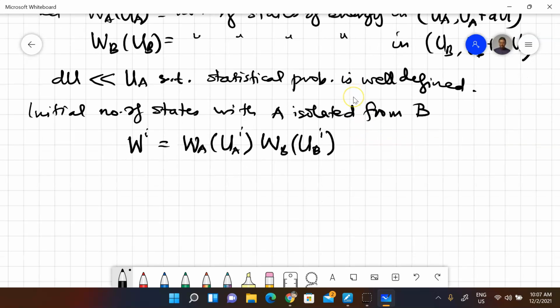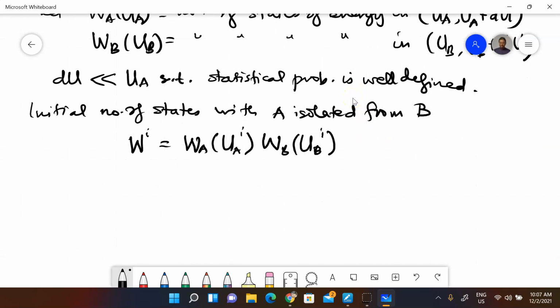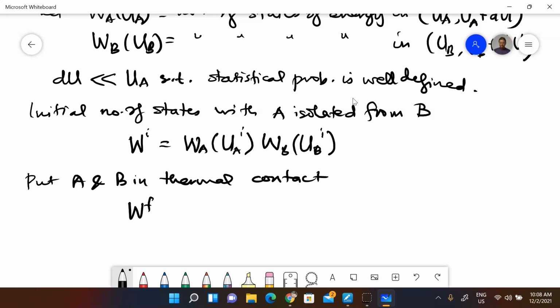So, and then after that, we put A and B in thermal contact, then the number of accessible states will now be different. So let's suppose it comes to the final condition, say in the equilibrium, for example.